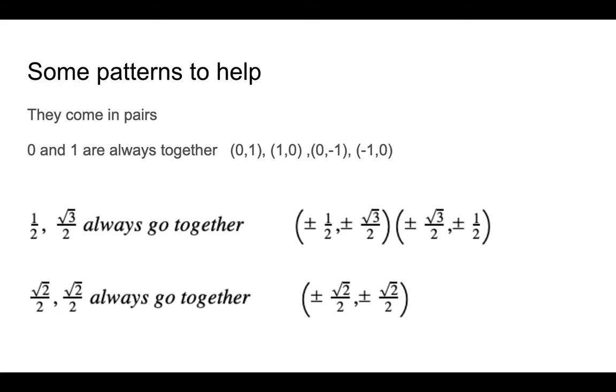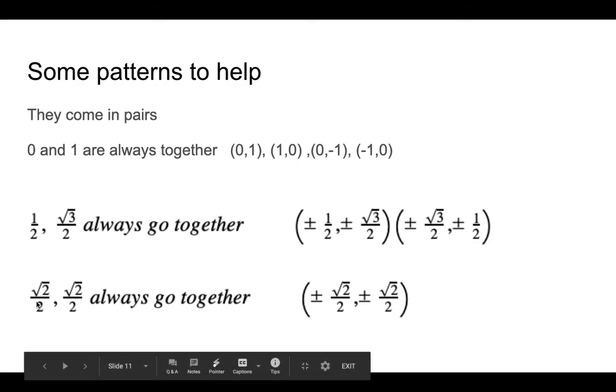They come in pairs. 0 and 1 are always together. 1/2 and root 3 over 2 are always together. It's just sometimes the x-coordinate is 1/2 and sometimes the y-coordinate is 1/2. And then root 2 always goes with root 2 over 2. Kind of like this.